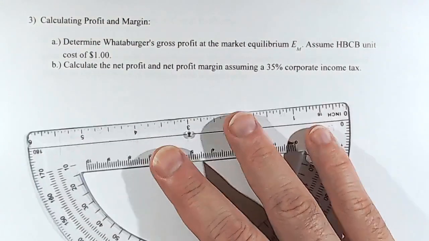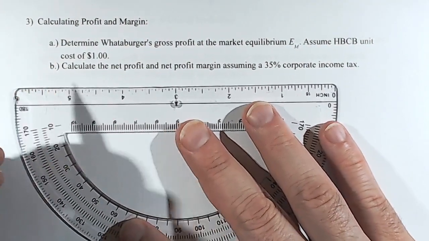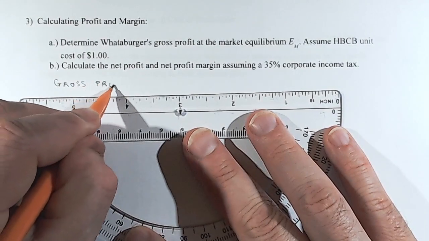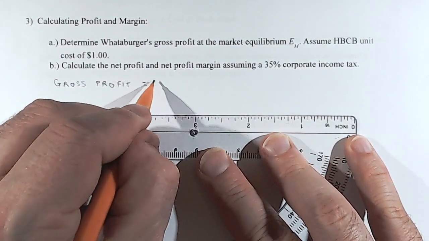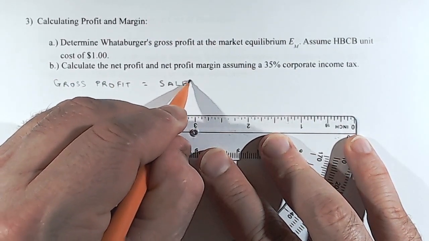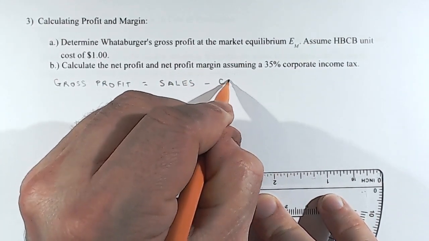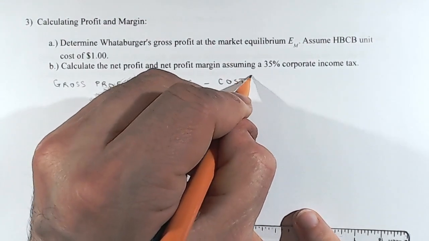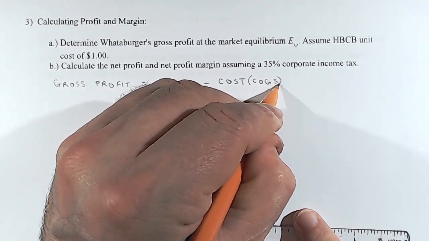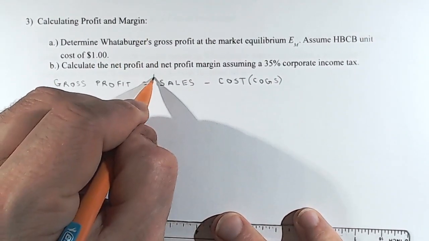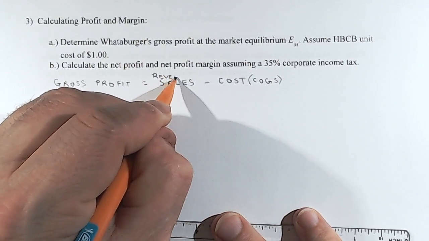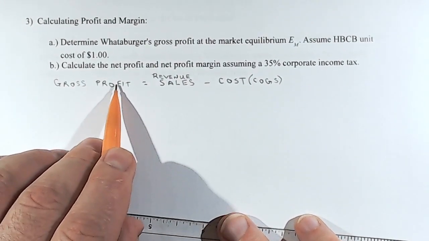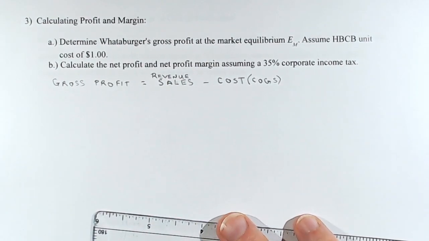First, we have to understand these terms. What is gross profit? Gross profit is an accounting term. That's equal to sales minus the cost. And we call those costs cost of goods sold, COGS. Sales could also be called revenue. So revenue, sales, cost, cost of goods sold. So gross profit is just equal to sales or revenue minus cost or cost of goods sold.